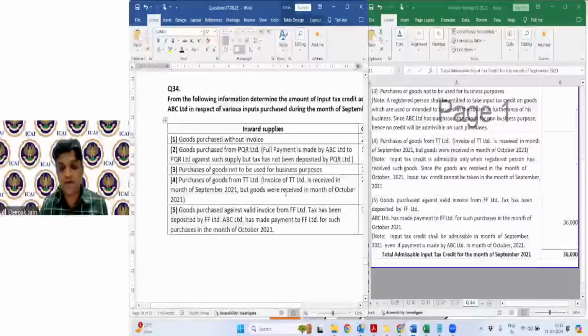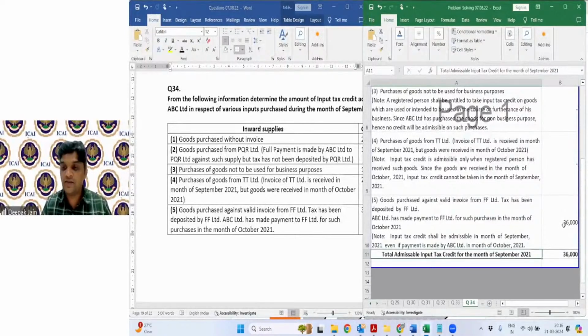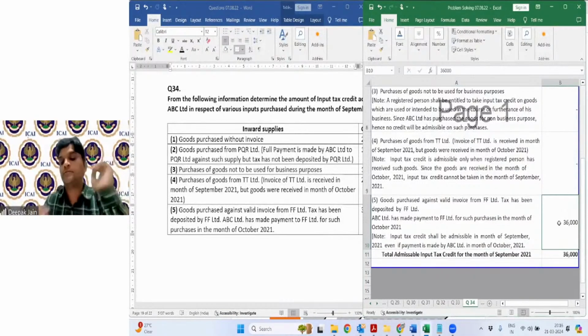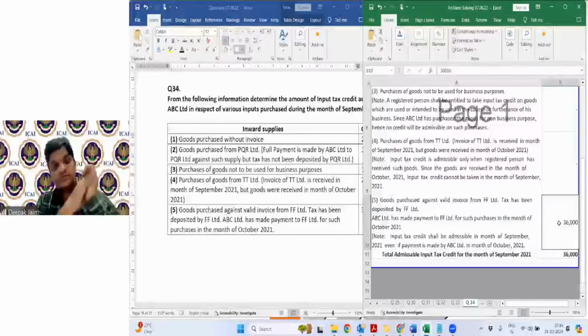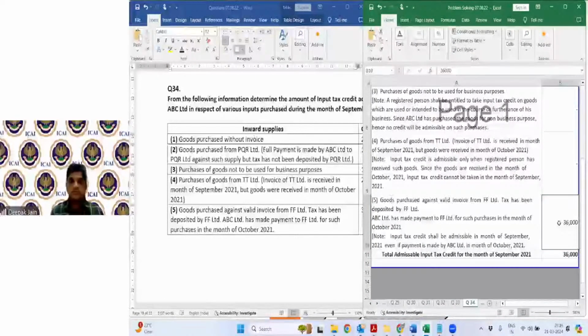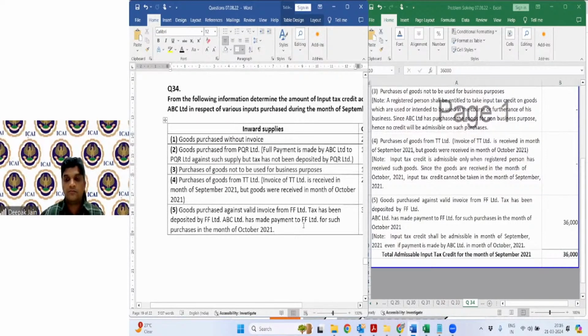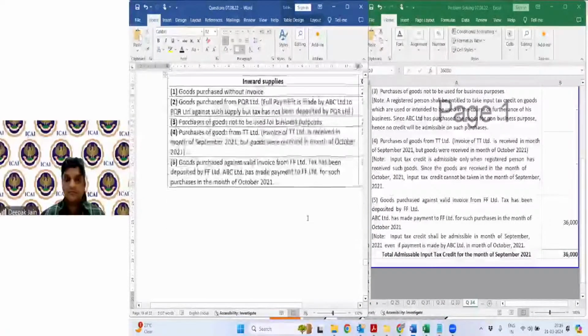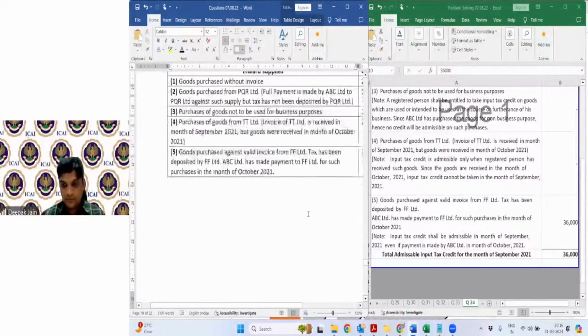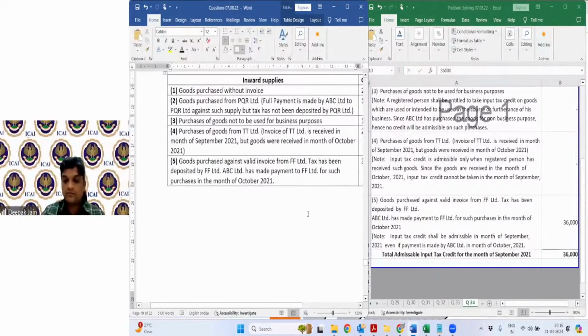5th point, all the conditions are satisfied. So we can claim the credit. That's why we are claiming the credit in 5th point. Correct.